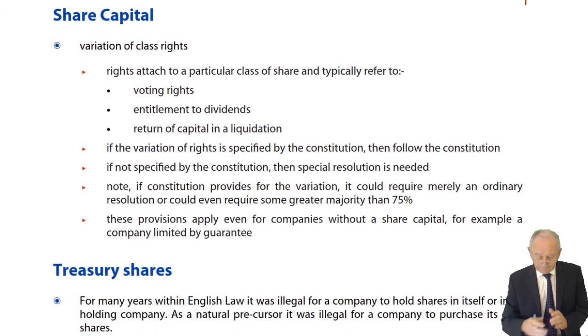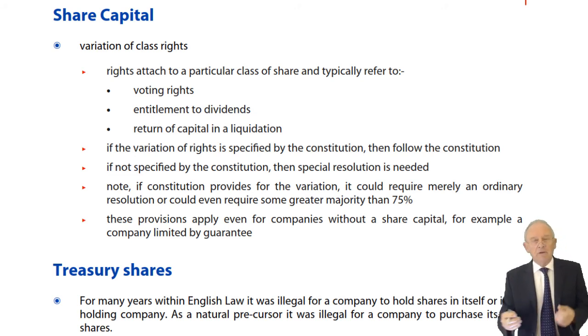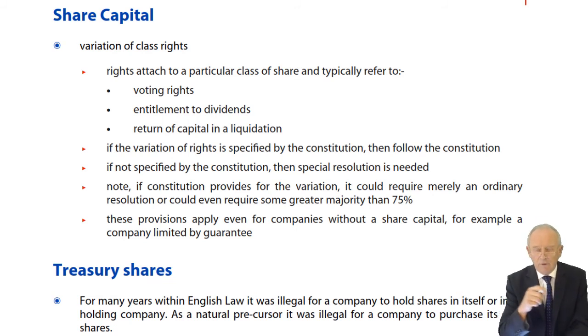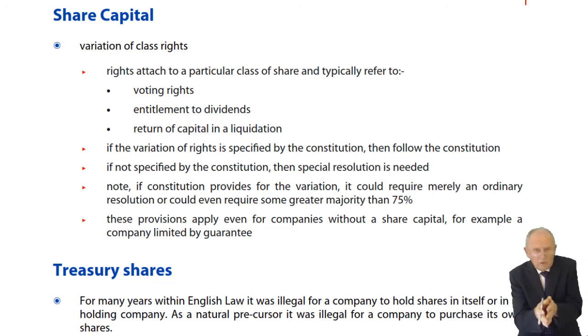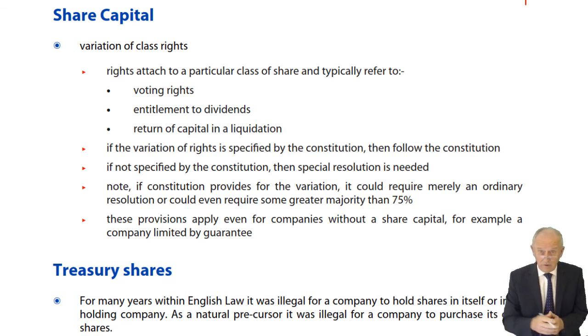Okay, we move on then to share capital variation of class rights. Where shares are issued, there may be different classes of share. The main one is equity shares or ordinary shares. That's the big one. So when shares are issued, or when a company is being created, the promoter has to decide what the share capital is going to be and how it's going to be subdivided, whether it's going to have just one class of share or a number of different classes of share. And the rights attached to each of those classes will be defined within the Constitution. It will be there within the articles and within the document that surrounded the share issue.